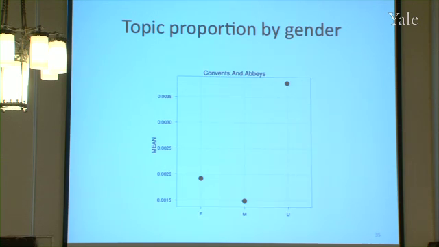All right, here's the convents and abbeys topic. And here's something that really caught our eye. So female authors use it more than male authors. Unknown authors seem to use it a lot more than either of those. So this is a case where the unknown authors are not a linear combination of the male and female authors. They are doing something else. So we want to know what's going on here.